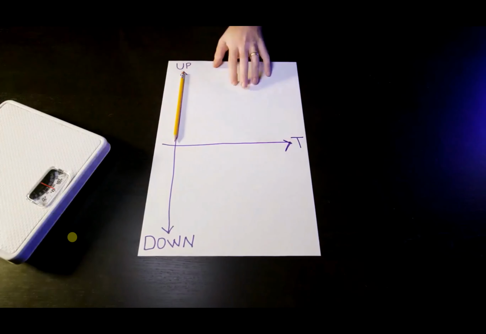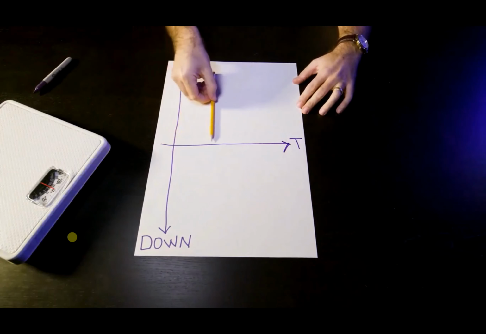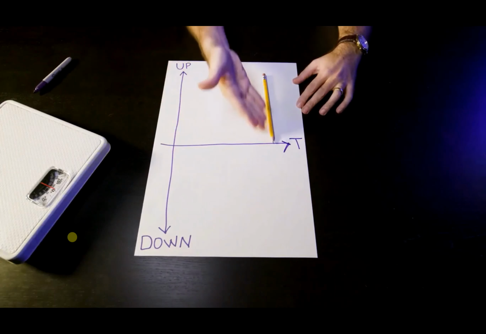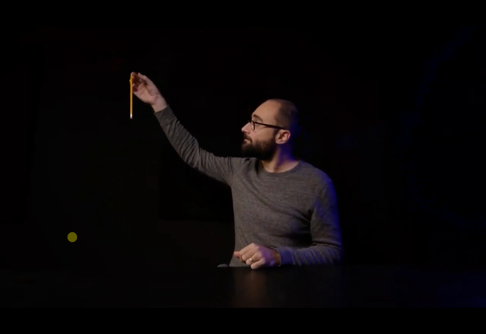Now, if no forces act on the pencil, it won't move through space. It will only get older. And as you can see, if all it does is get older, it won't fall. If space-time was flat, when I let go of the pencil, it wouldn't go anywhere.